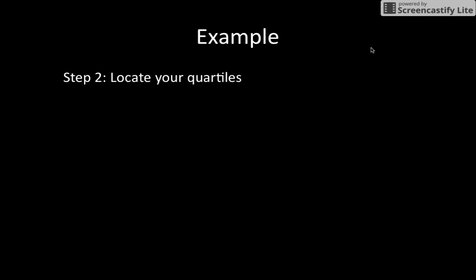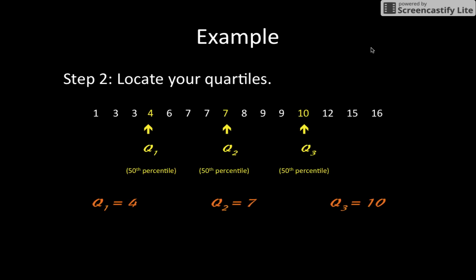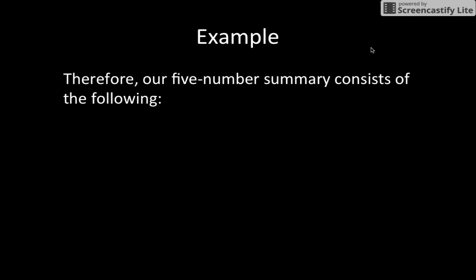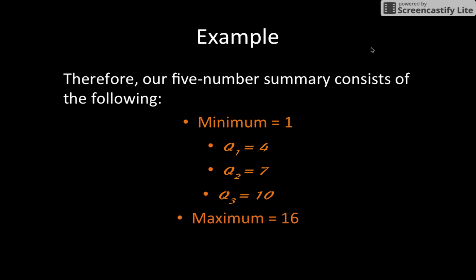Then you want to locate your quartiles, which we've previously done. Therefore, our 5-number summary consists of the following. Your minimum is 1, your quartile 1 is 4, quartile 2 is 7, and quartile 3 is 10. And your maximum is 16.